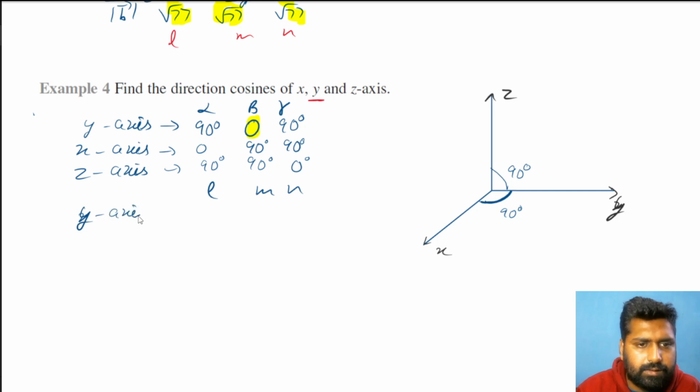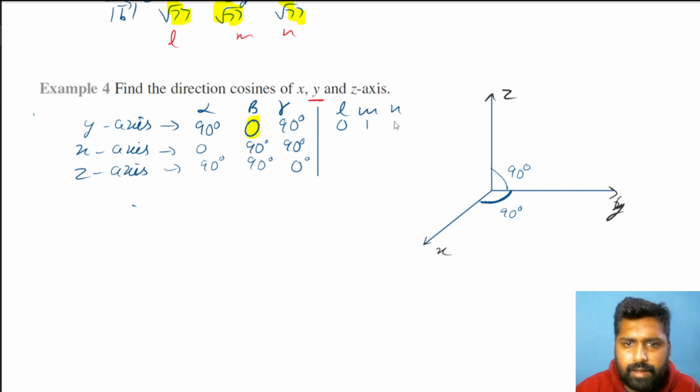Y-axis, x-axis. L, M, N. L is cos alpha. Cos 90 is 0. Cos beta 1. Cos gamma again 0. So 0, 1, 0. For x-axis, cos 0 is 1, cos 90 is 0, cos 90 is 0. So these are the direction cosines: 0 1 0 for y-axis, 1 0 0 for x-axis, 0 0 1 for your z-axis. This was from angle point of view.